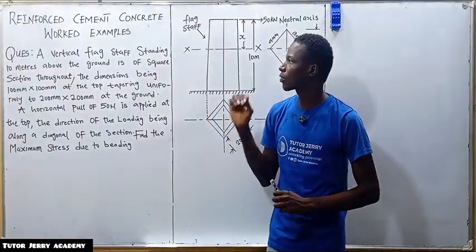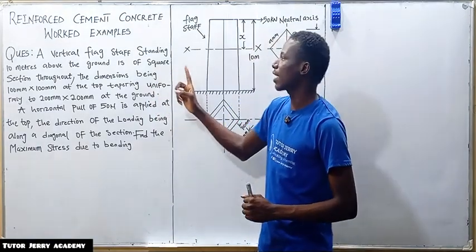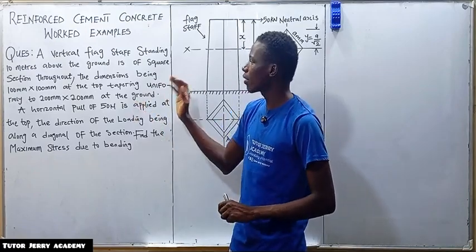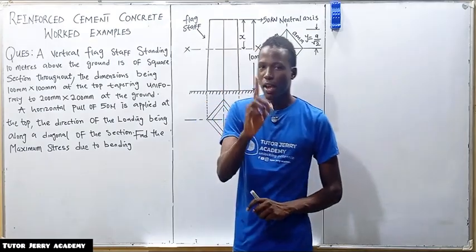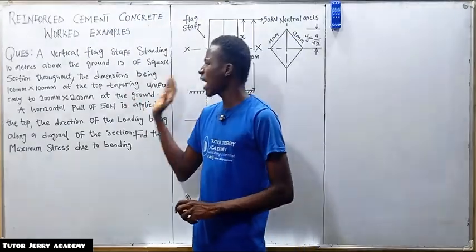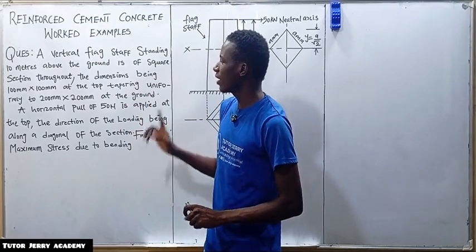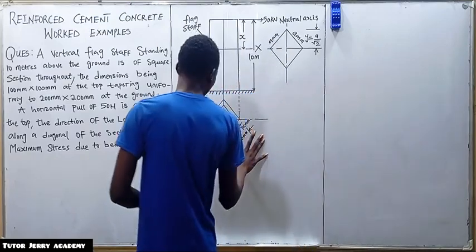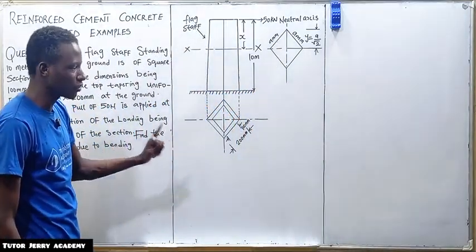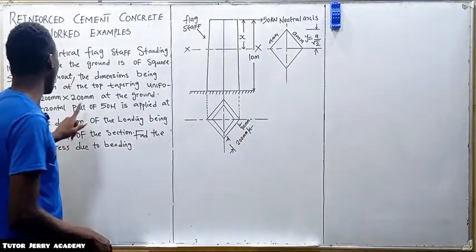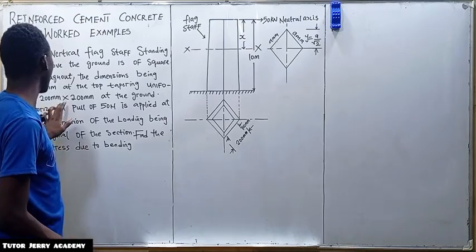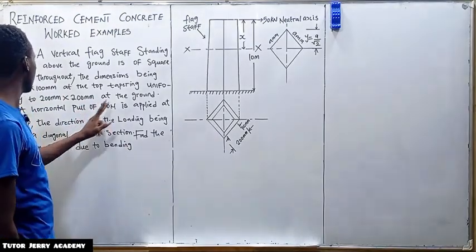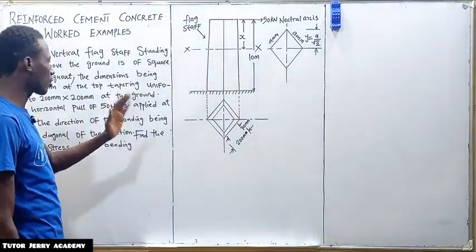Now the question says a vertical flagstaff standing 10 meters above the ground is of square section. Note, square section throughout, the dimensions being 100 millimeter times 100 millimeter at the top, tapering to 200 millimeter times 200 millimeter at the bottom, at the ground. Take note of all of this.